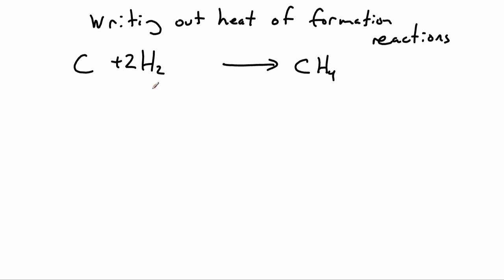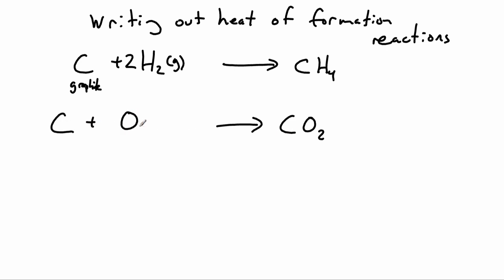So for instance, the standard state for carbon would be graphite. It would not be diamond. That's not the standard state for carbon. And of course, this would be a gas. Okay. If we were to do the same thing for CO2, to make 1 mole of CO2, we need carbon, once again in the graphite form, and we need some oxygen in the gas form.